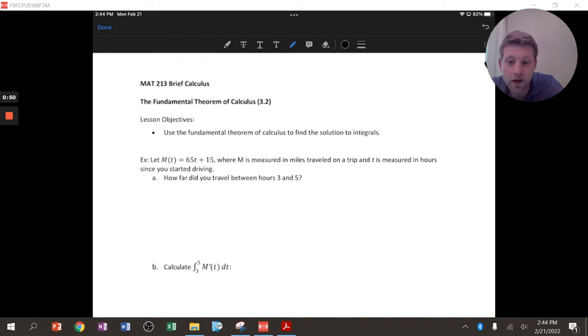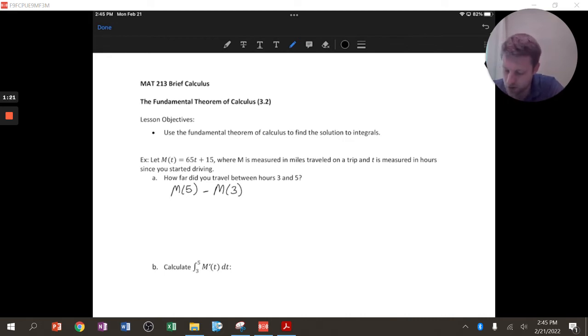Well, one way to consider this is to just consider what's the total distance traveled in 5 hours. We could call that M of 5. That would be our total distance traveled after 5 hours, and then subtract away the distance we traveled in the first 3 hours to give us the difference. This would look like M of 5 minus M of 3.